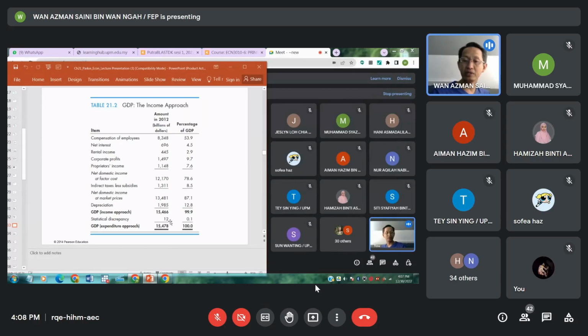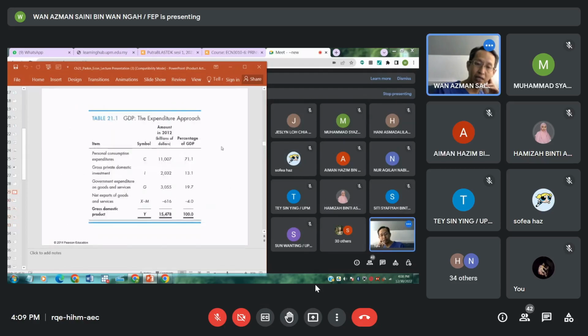So the purpose of this is to make sure that the numbers that we get from income approach will be the same as the number that we get through expenditure approach. Right? This is statistical adjustments to make sure that the numbers are equal. So without this, we're not gonna get the same numbers.